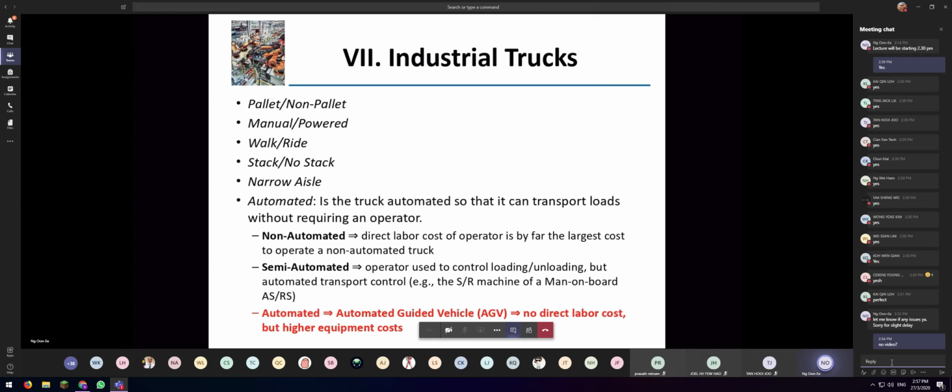Is it stacking, no stacking? Can it only handle one unit load, multiple of them? Can it handle narrow aisles, depending on the design of your storage facility? Is it automated? And there are various levels of automation as well.